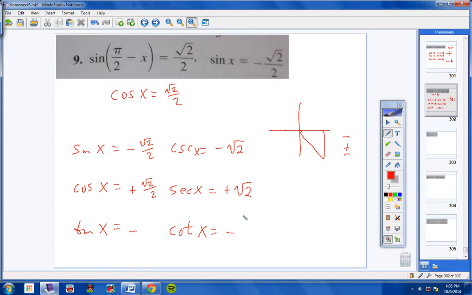Now, let's try to figure out tangent real quick here. The tangent of x, as we know, is sine over cosine.